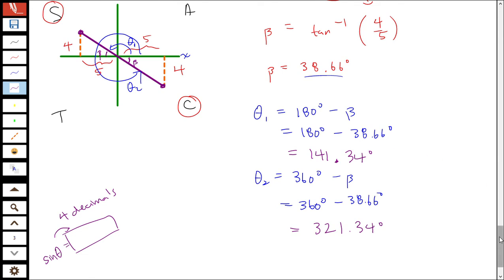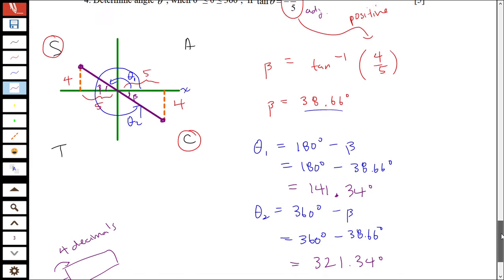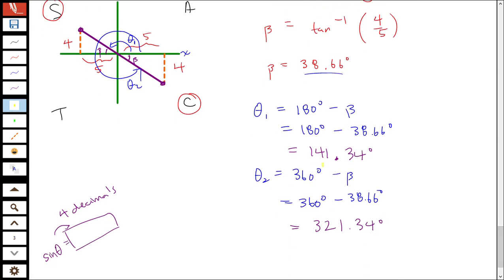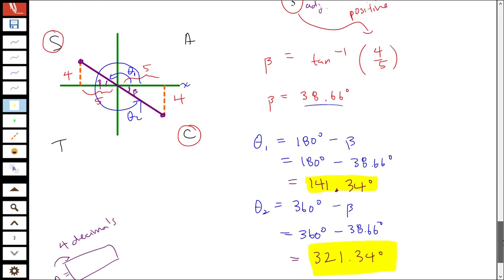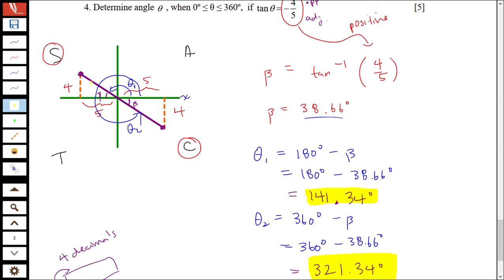Now back to this question. Number 4, determine the angle theta. Did we determine theta? Yes, we did. So that's going to be my first theta, and that's going to be my second theta. Okay. And usually, when you're done, I check my answers. So how do you check your answers? Well, this theta should go in here and it should give you -4/5.